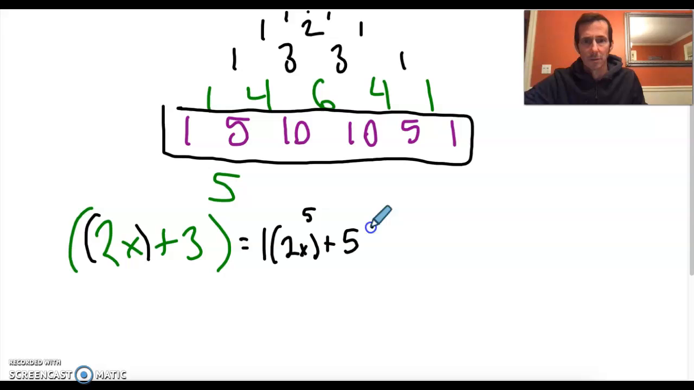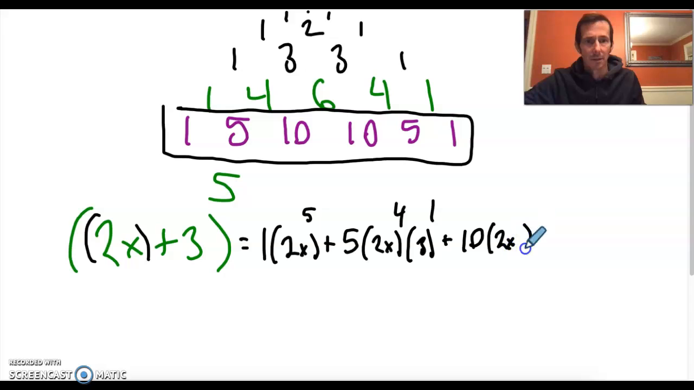The 2x loses a power, so now it's 2x to the 4th. The 3 gets a single power. Some of these I don't write, like I wouldn't write the 1 and I wouldn't write a power of 1 here, but it's to show you what's going on. Then this is 10, and the 2x now has a cube, and the 3 would have a squared, and I could keep going. The next one would be another 10, and the 2x is just going to be squared, times 3 cubed, and that kind of winds down.